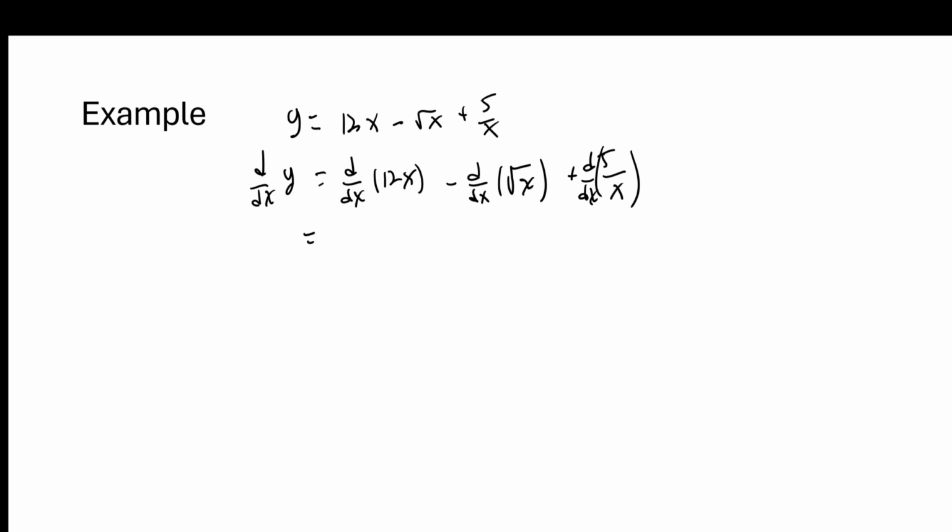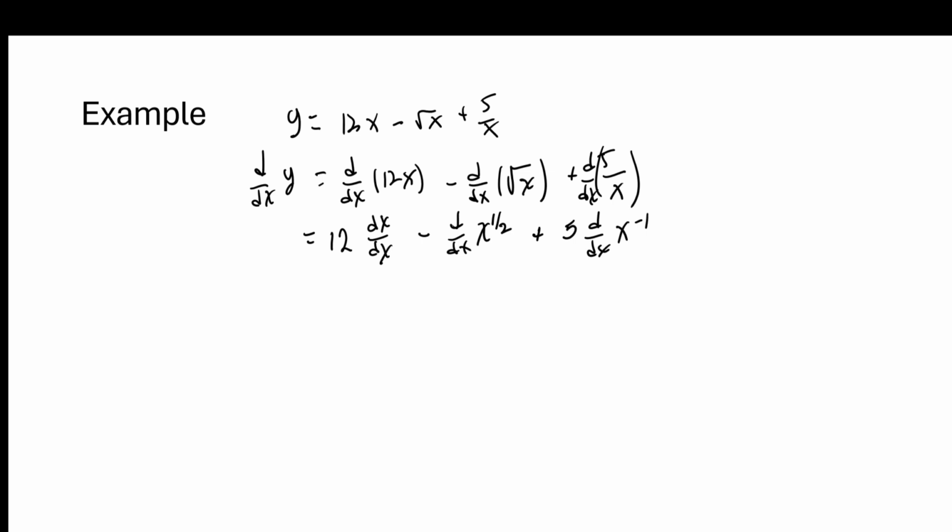Now, the first one, we factor out the constant. We know we can do that. So now it's just 12 times the derivative d/dx of x, minus, now we want to do the derivative d/dx of the square root of x, which is just x to the 1/2 power, plus, factor out the 5 out of this one, and we've got the derivative of 1 over x, so that's just x to the minus 1 power. Write that very good. x to the minus 1.